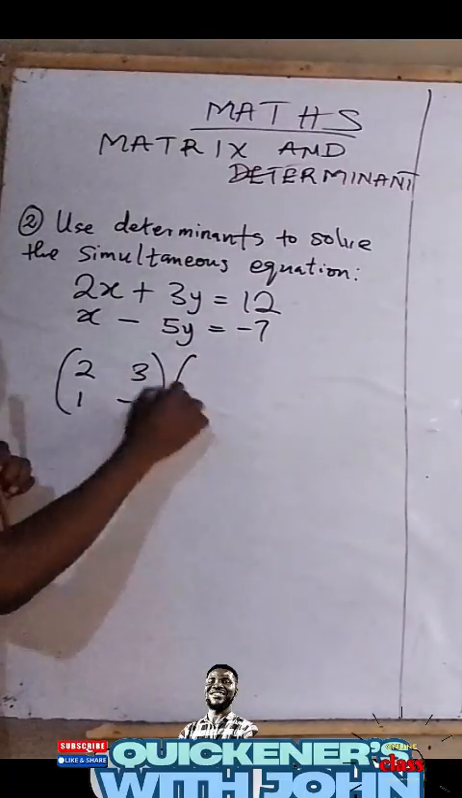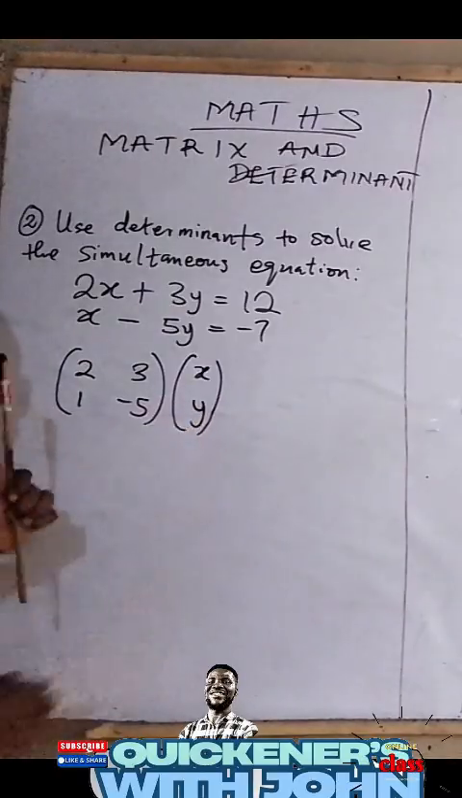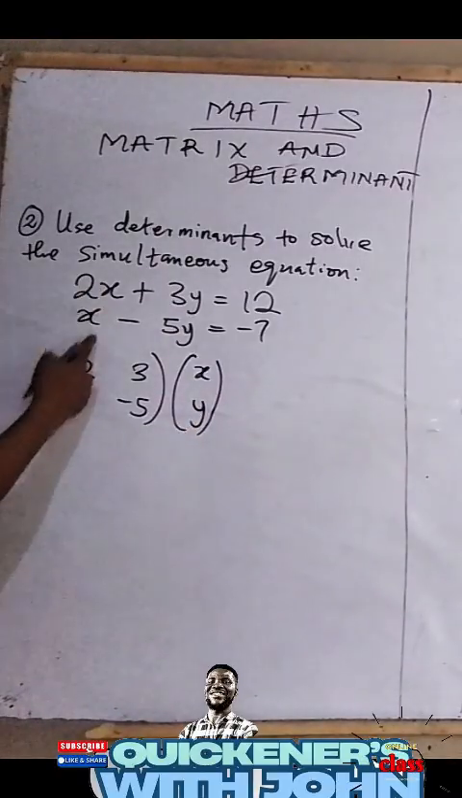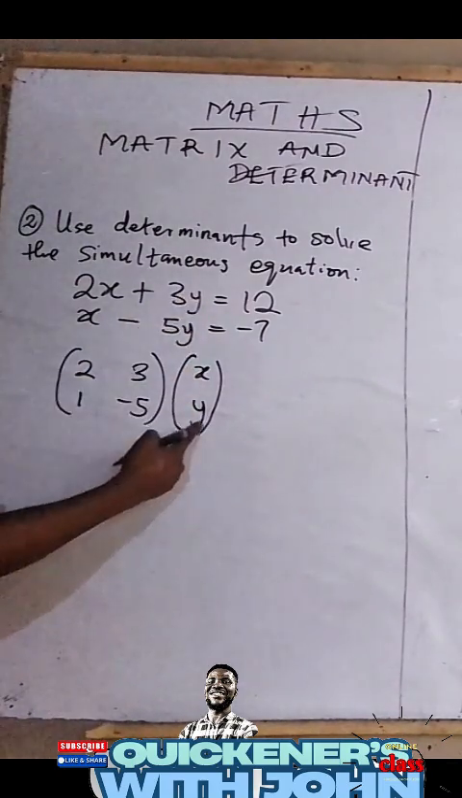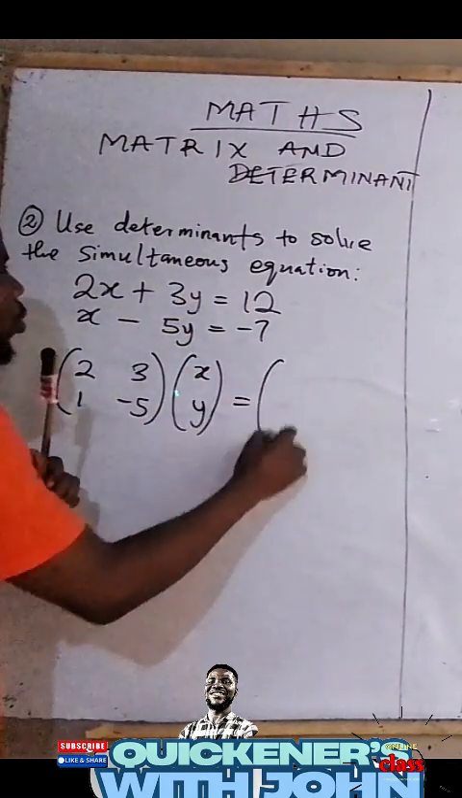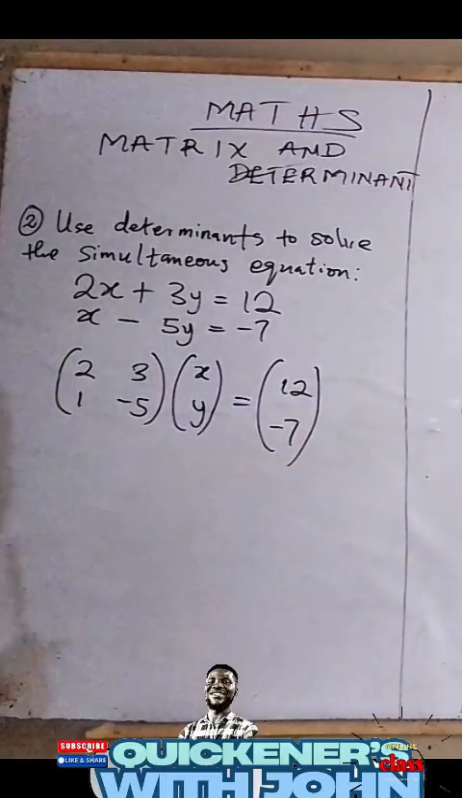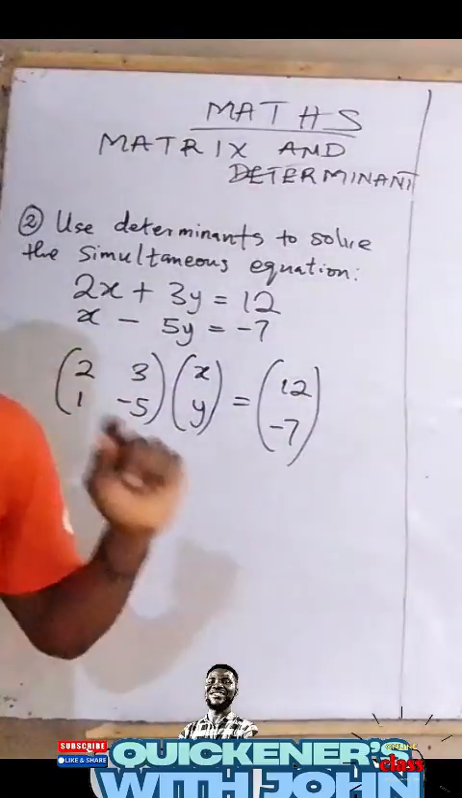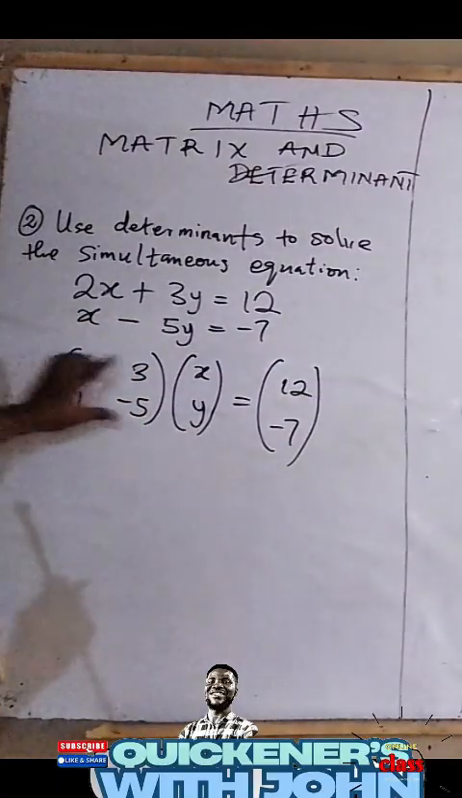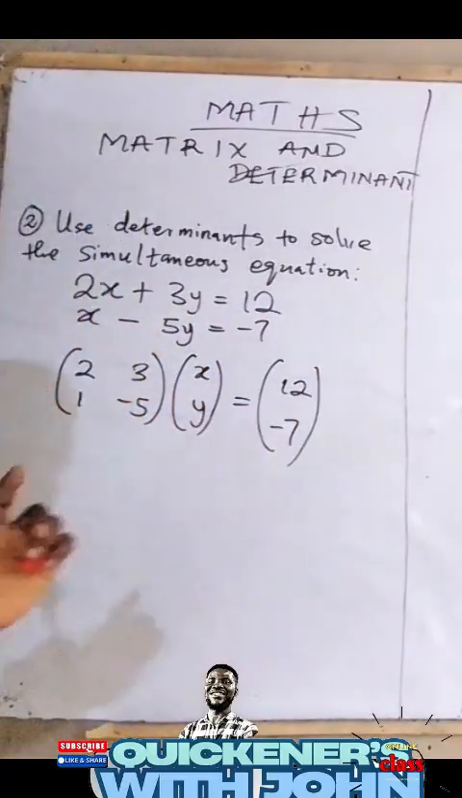So now the next thing is x, y. Why are you using x, y? Because the first variable here is x, and the next variable on this column is y. Can you see that? That equals your result. Okay? Now, if you operate this matrix, you are still going to get the same expression. Are you getting me now?